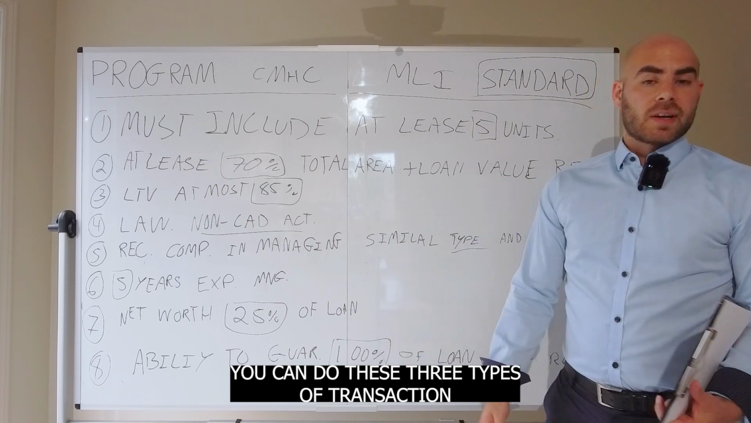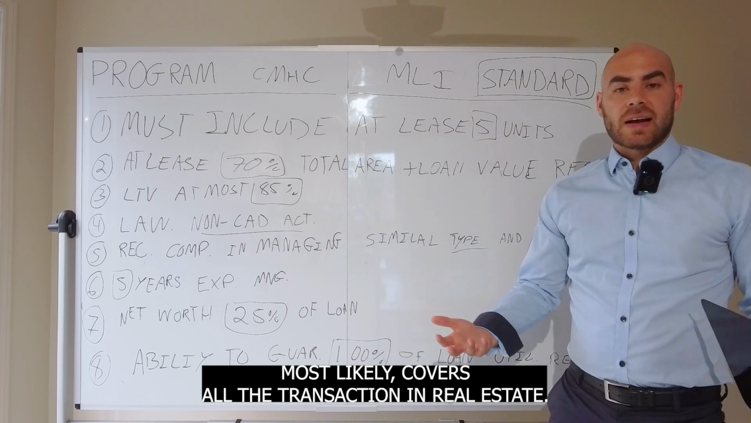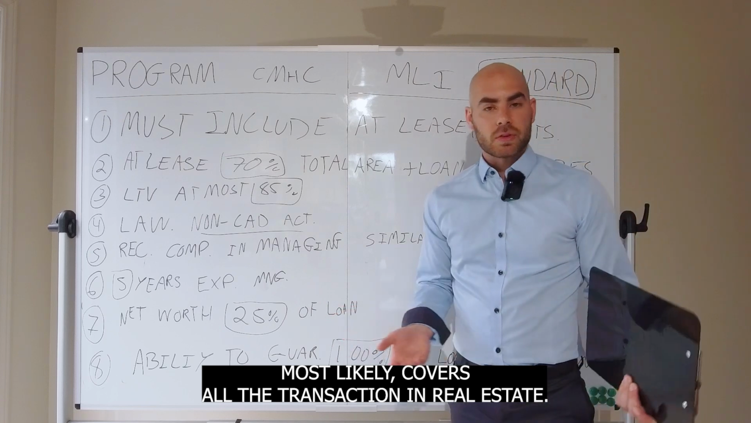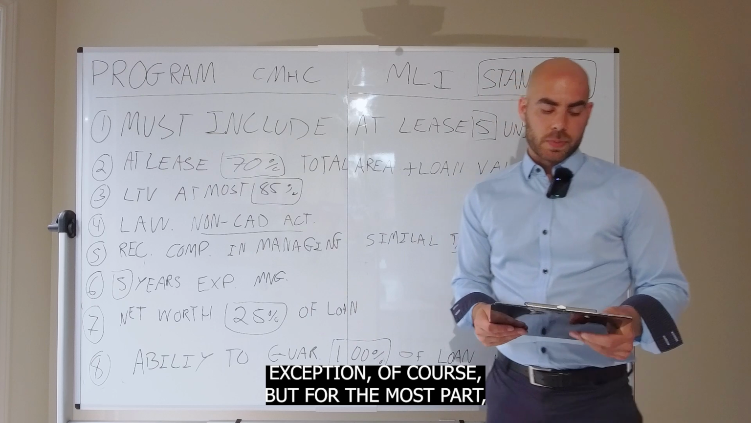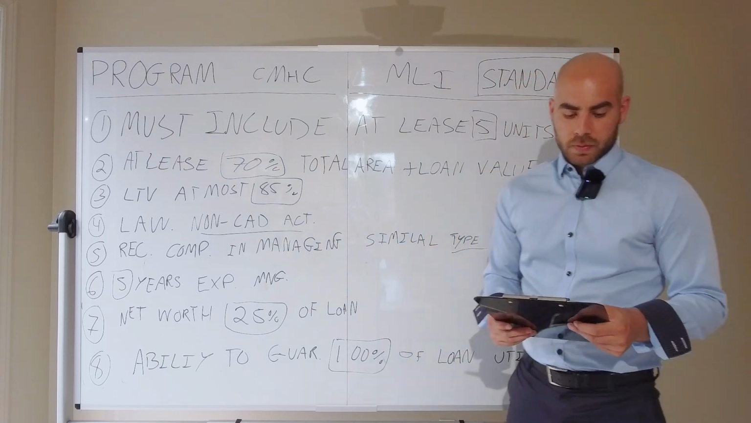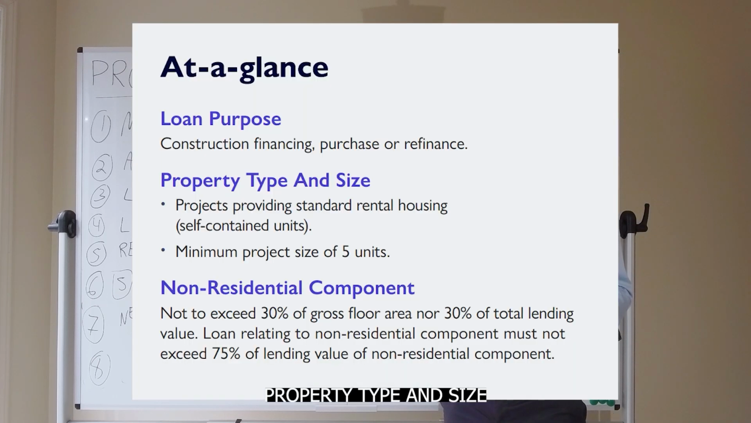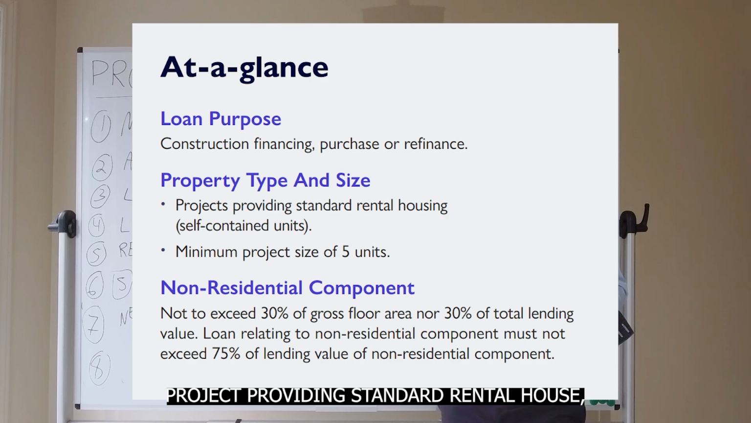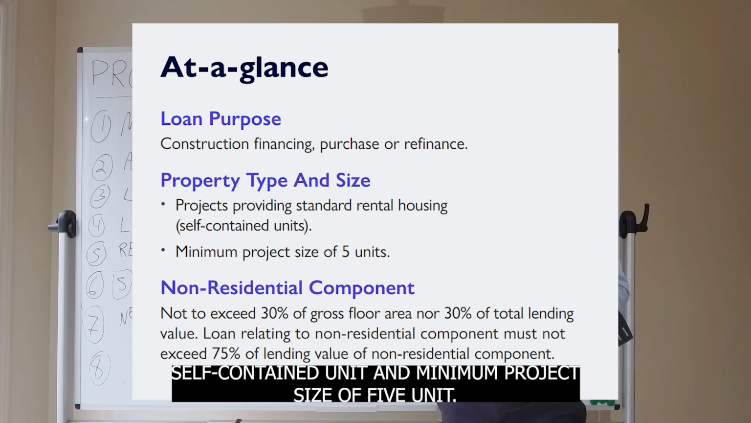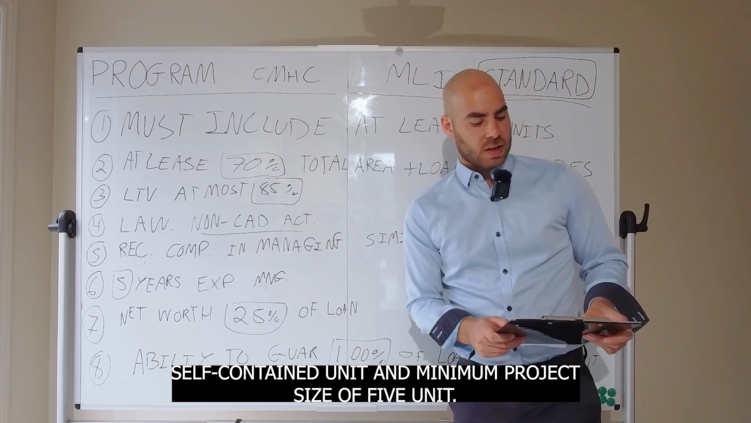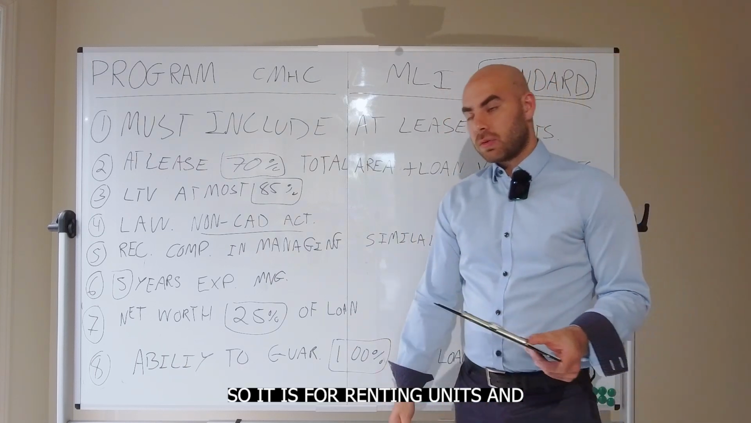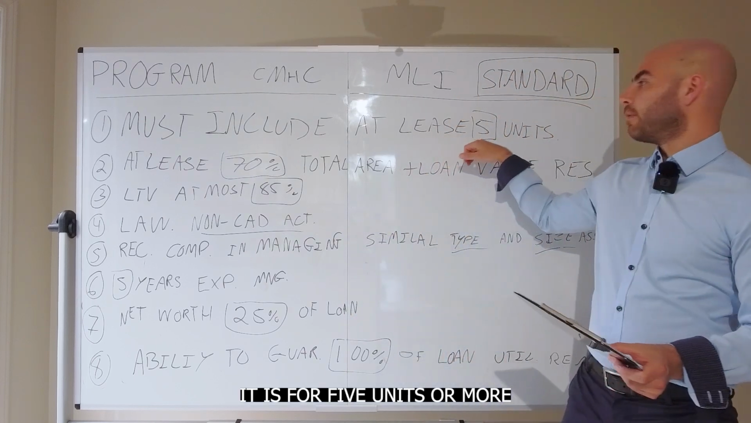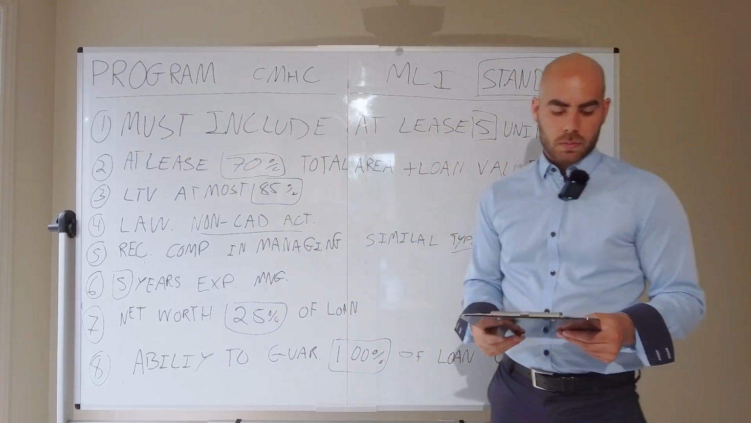These 3 types of transaction most likely cover all the transactions in real estate. There are some exceptions, of course, but for the most part. Property type and size: project providing standard rental house, self-contained unit, and minimum project size of 5 units. So it is for renting a unit, and it is for 5 units or more.